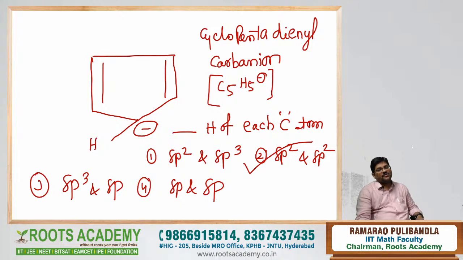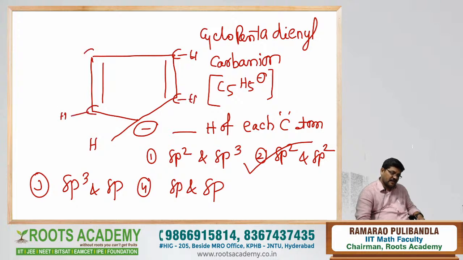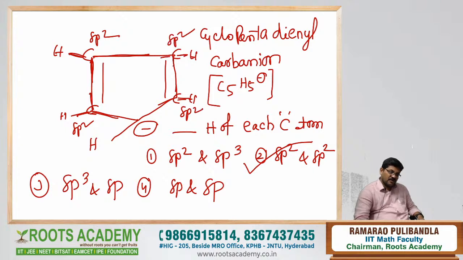Again the same explanation. Why is answer 2 correct? Simple logic is there. This is a CH carbon. Here CH is there, here CH is there, here CH is there. Each carbon has 3 sigma bonds. That is an sp2 carbon. Sigma bond, sigma bond, sigma bond. 3 sigma bonds are there, so it is an sp2 carbon. Very good.